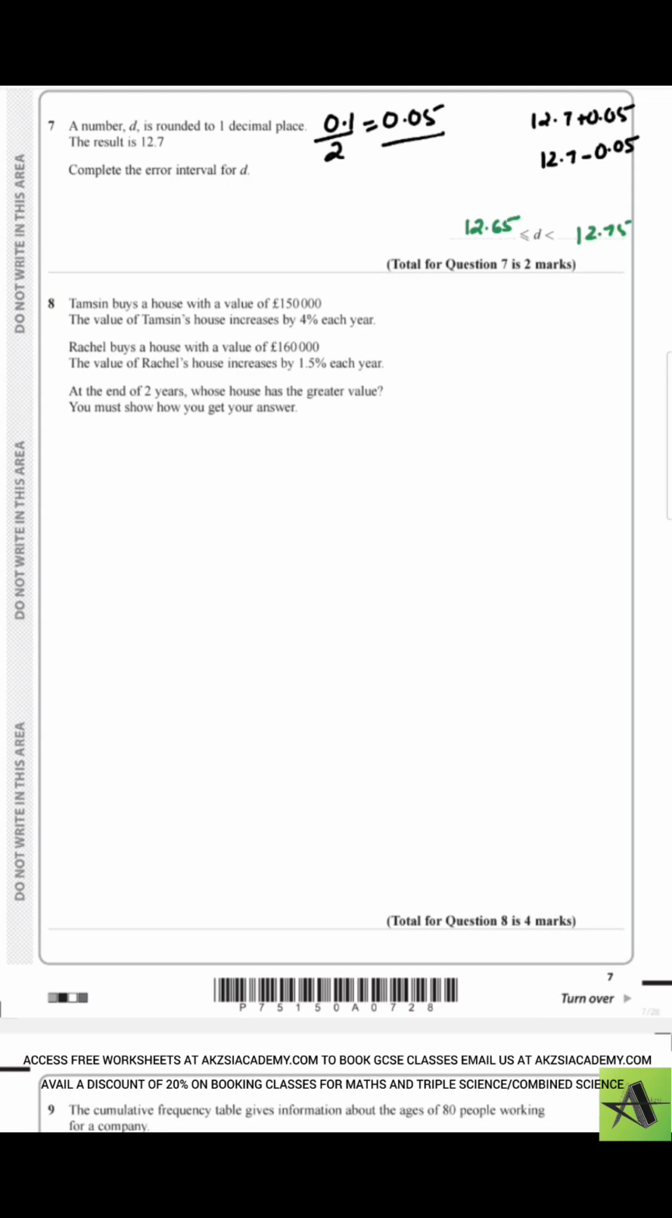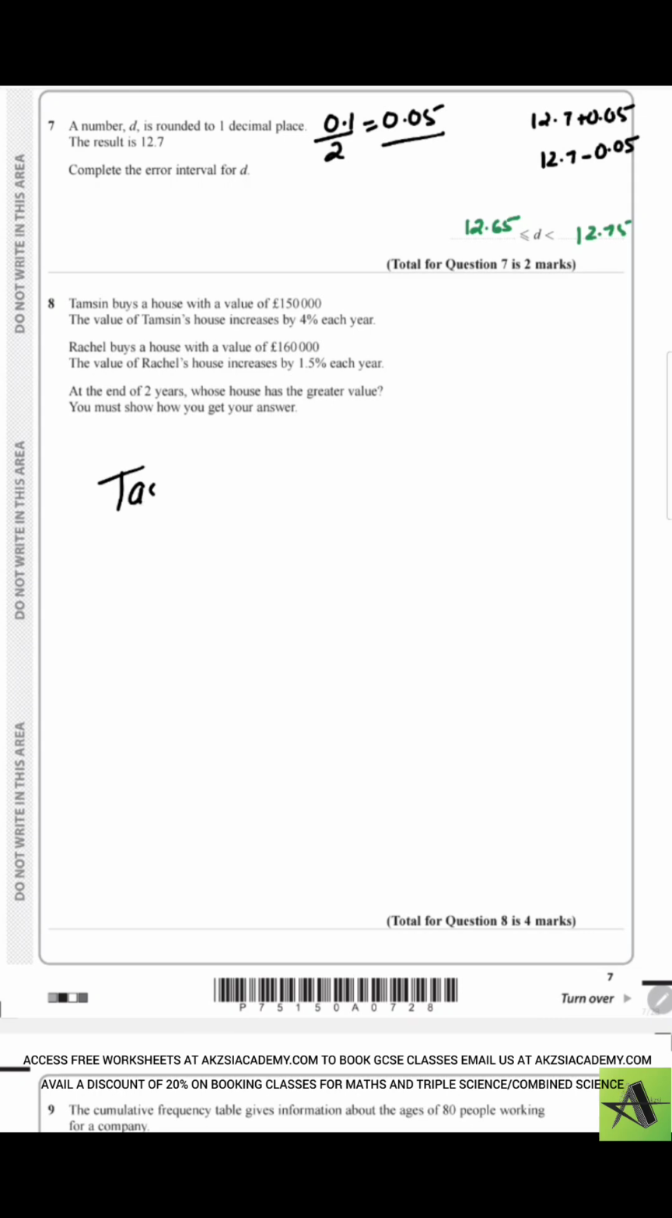Question 8 says, Tasmin buys a house with a value of £150,000. The value of Tasmin's house increases by 4% each year. Rachel buys a house with a value of £160,000. The value of Rachel's house increases by 1.5% each year. At the end of 2 years, whose house has the greater value? You must show how you get your answer. So, I have to make two different columns, one for Tasmin and one for Rachel.